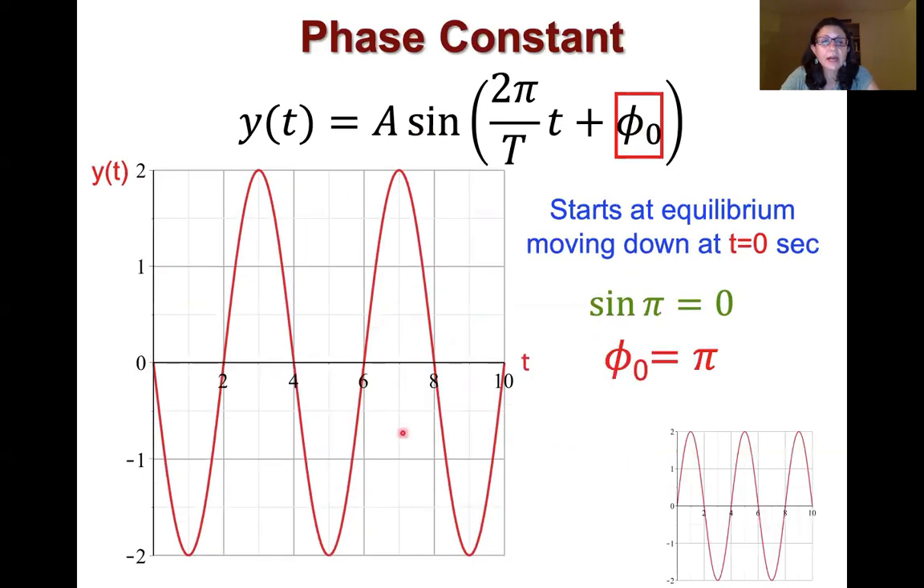But what about if you had your displacement as a function of time behaving this way? Instead of going to a maximum in the beginning, your oscillator is going to a minimum. So there are 2 ways that you can make sine 0. It's either when everything inside here is 0, or sine of pi is also 0. So how do we know which one to choose?